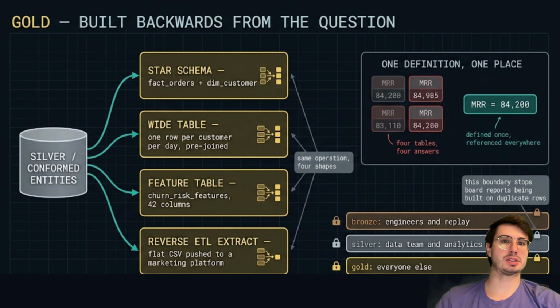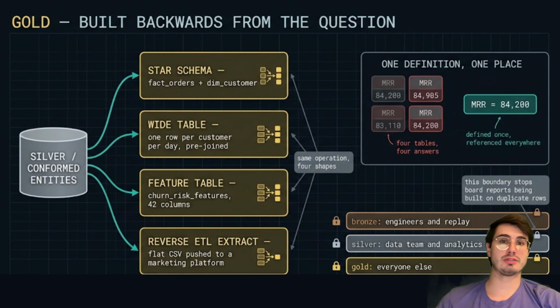So a gold table might be a star schema for a BI tool. It might be one enormous denormalized table because your dashboard tool joins slowly, and you'd rather pay that cost once at build time instead of every time someone opens the report. Feature tables for your model live here as well, and so does that flat extract that gets pushed to your marketing platform every day at 6. And then whatever the shape, gold gets built backwards from the question someone needs answered rather than forwards from whatever the source needed to happen.